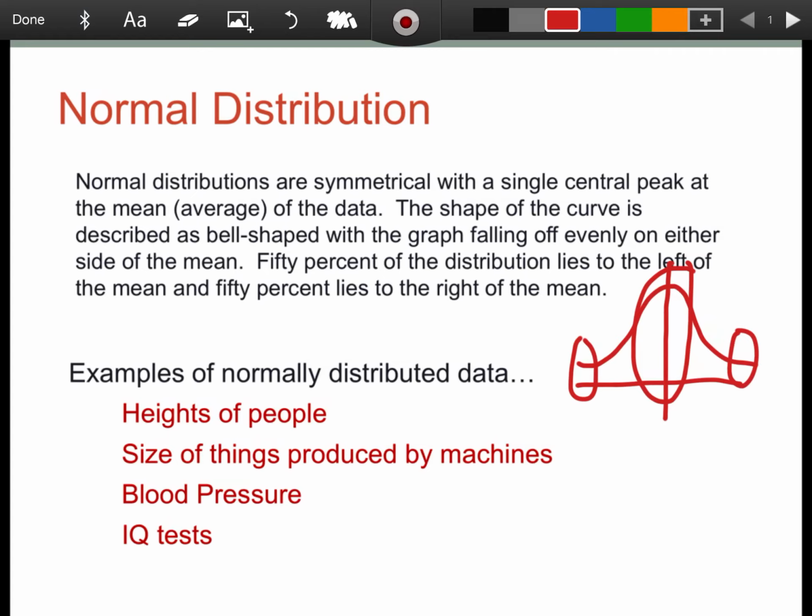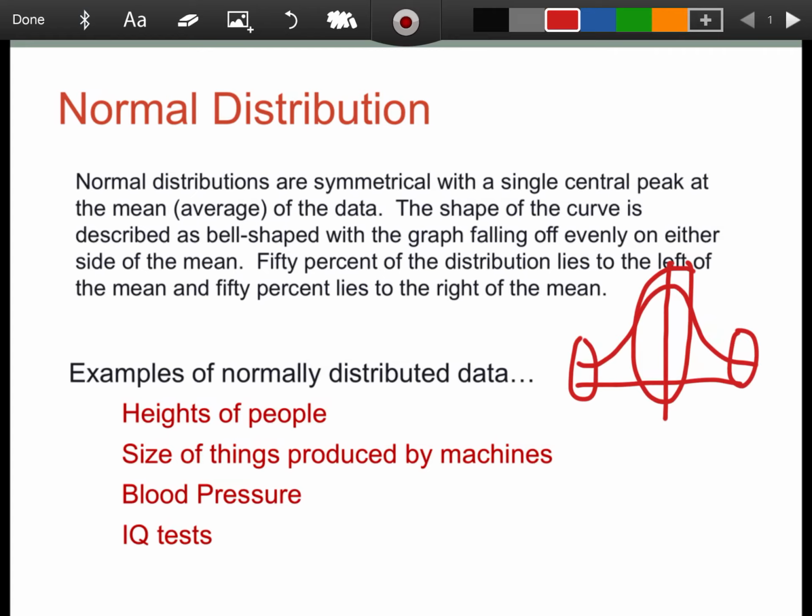We'll talk about several examples, but here are some here. Heights of people. Most people are right around the average height. And as you get farther and farther away from that, there are less and less people there. So there's very few people that are really, really tall. There's very few people that are really, really short. Most people are right around the average.